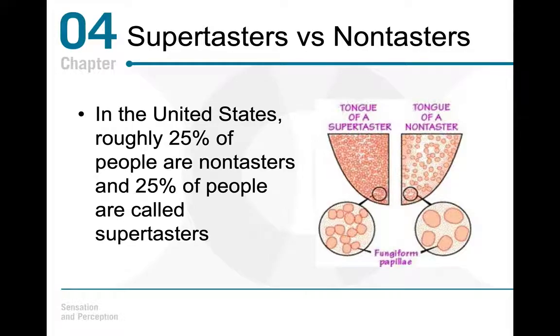Research reveals that people vary considerably in their sensitivity to certain tastes. This may be a matter of genetic inheritance. In the United States, roughly 25% of people are non-tasters. These people tend to have about 1/4 as many taste buds per square centimeter as people on the other end of the spectrum. 25% of people are called supertasters.